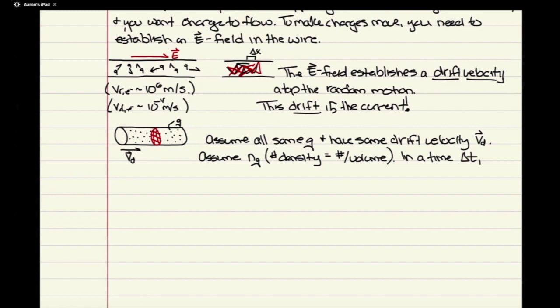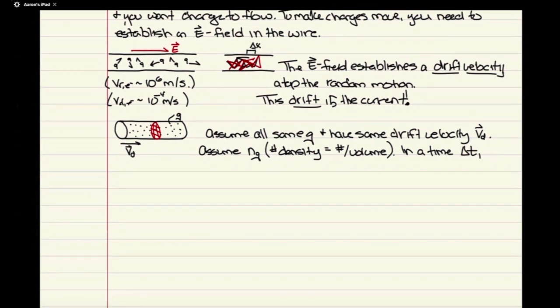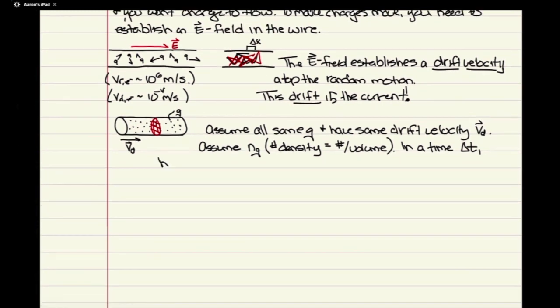In a time delta t, how many charge carriers pass by the sensor? Again, we're looking for a delta Q. If we know a delta Q and a delta t, that gives us current.